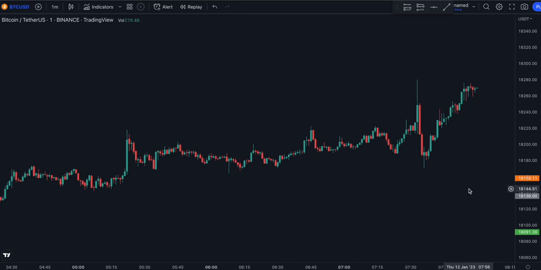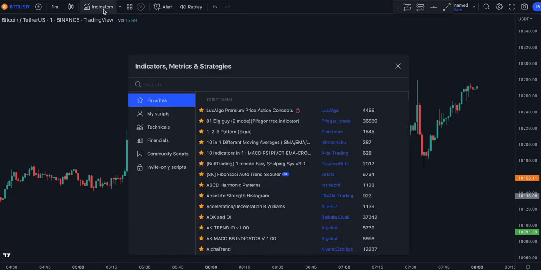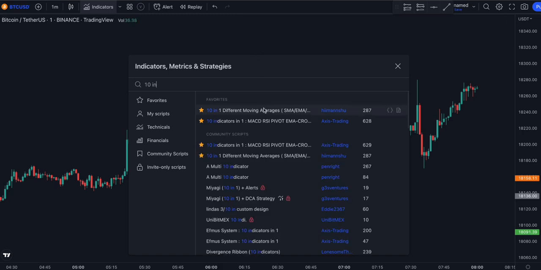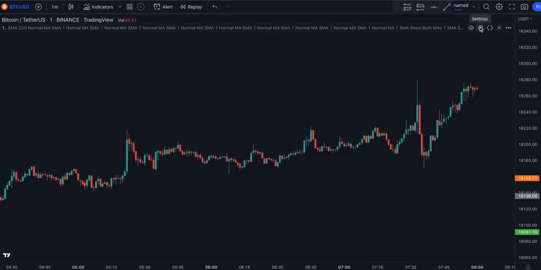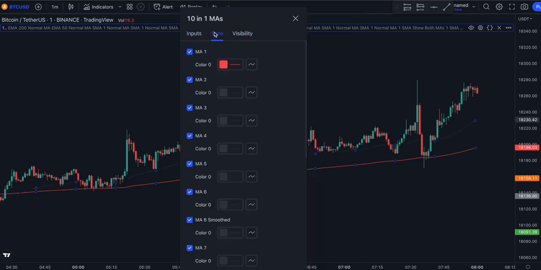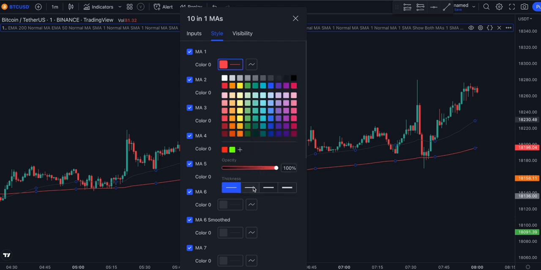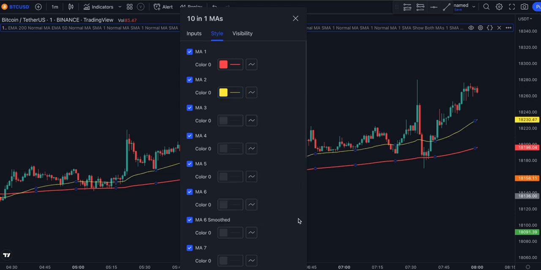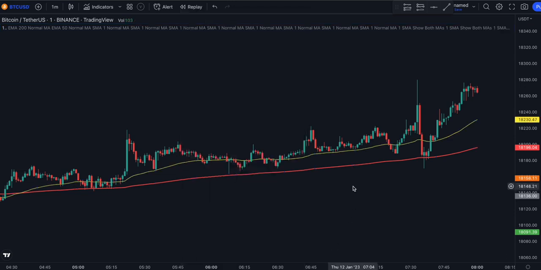So, in order to add the first study, click on the Indicators tab and search for 10 and 1 different moving averages. Select this indicator created by Himanshu. The following step is to access the indicator settings and in the Inputs section enable the second MA. Change its type from SMA to EMA as well as the length from 1 to 50. Then head over to the Style section and change the colors for MAs. After you've finished with the settings, the chart should look like this.